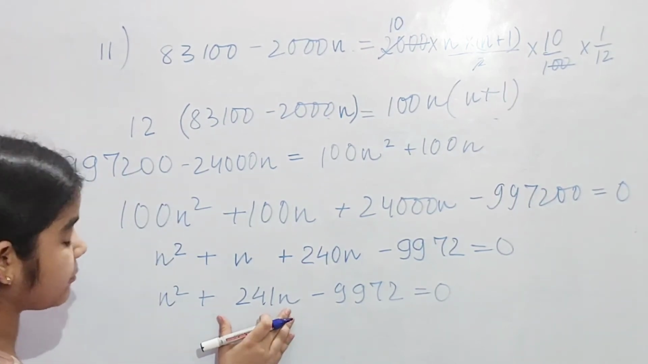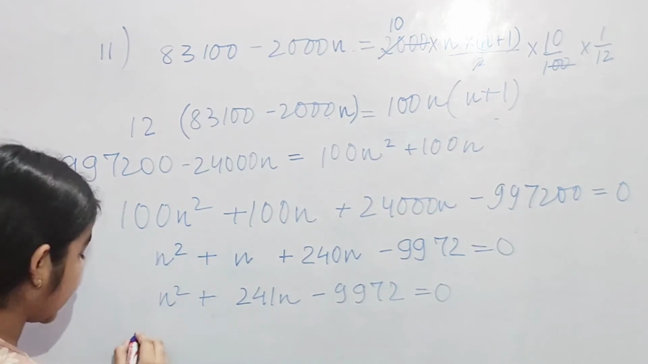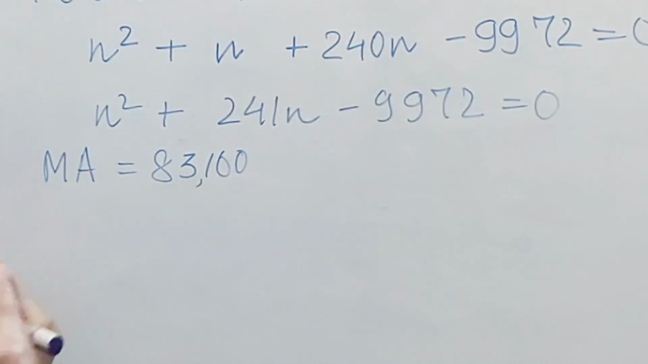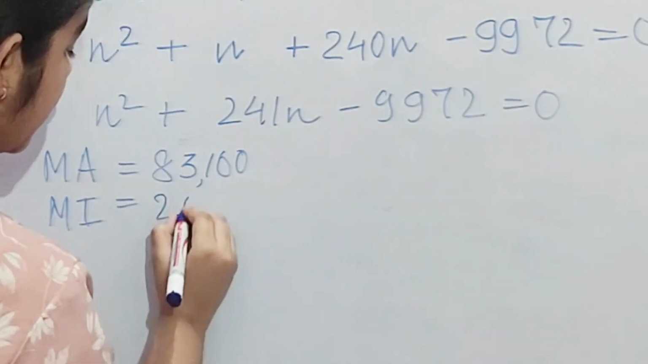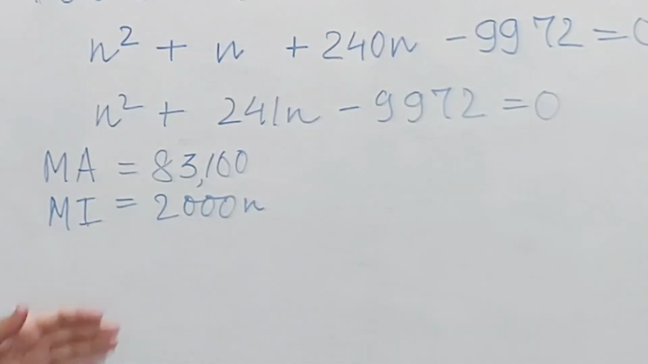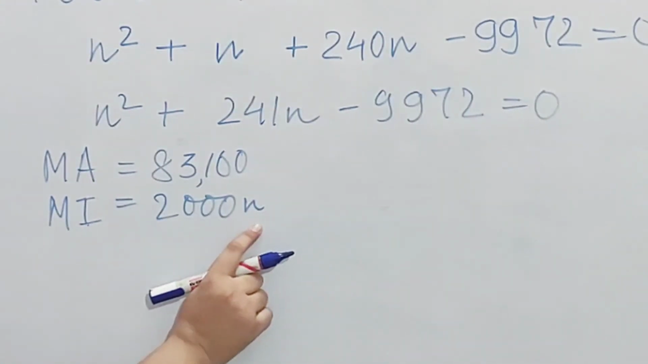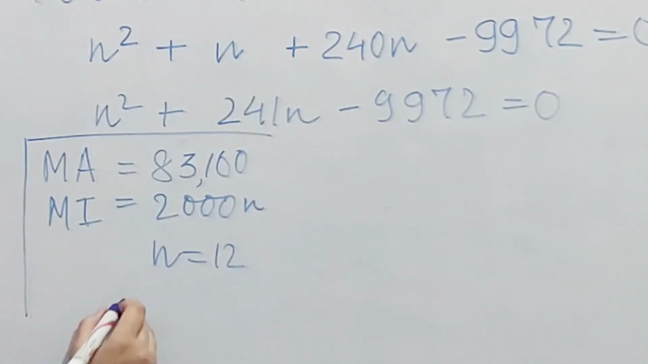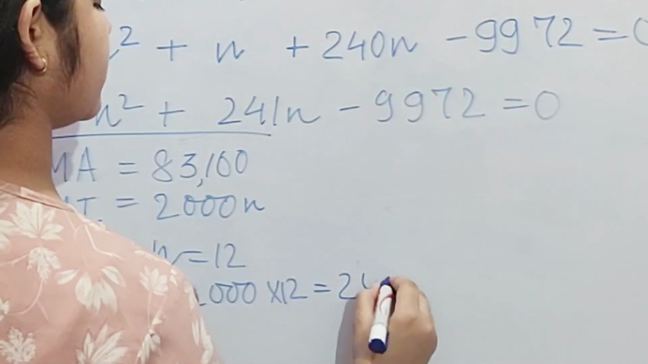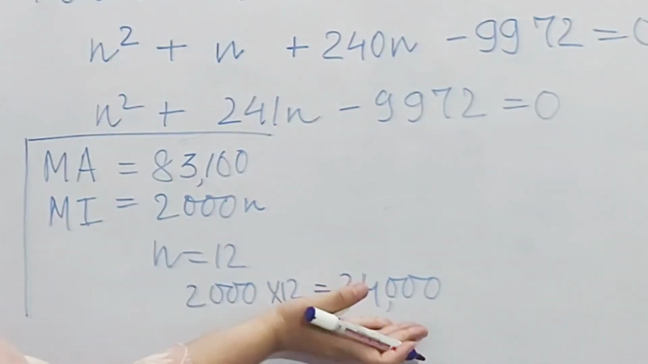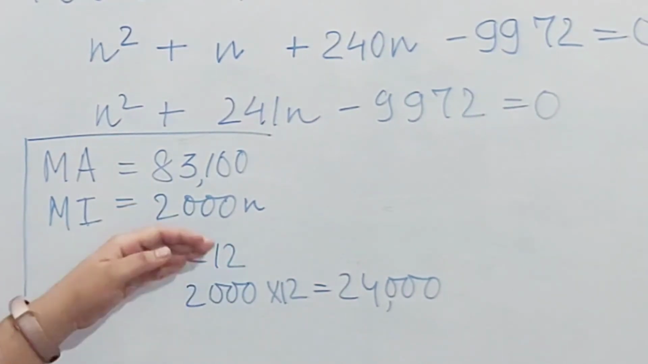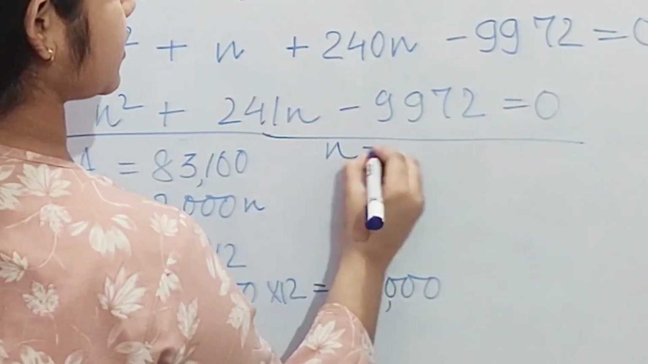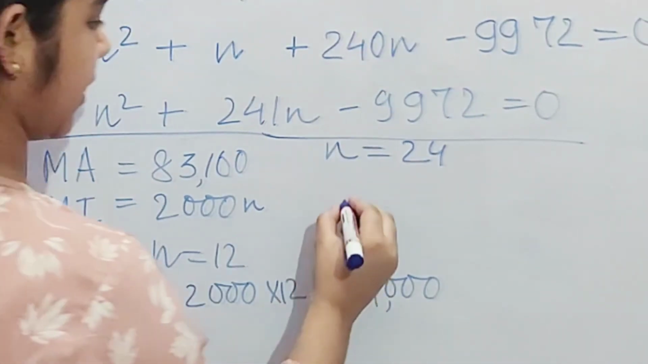We can find out the value of n in just seconds. You see the maturity amount, its value is 83,100 rupees, right? Monthly installment we find out 2000n. Now we are supposed to assume the value of n. Now if n was 12, the value of monthly installment would have been 24,000. But do you think on 24,000 you can receive 83,100 as maturity amount? That's quite not possible. If n was 24, that means 2 years we're talking about.